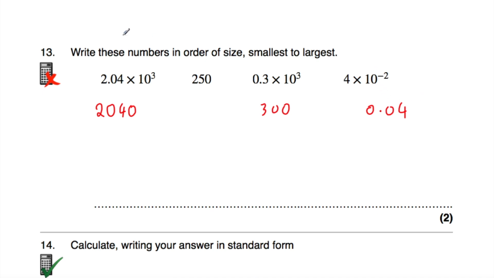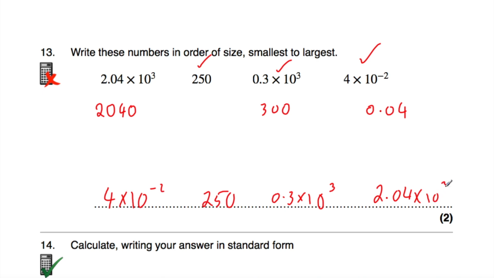And that's it. So we've been asked to write these numbers in order of size from smallest to largest. So this is the smallest number. And I'm going to write down what we were given in the question. So 4 times 10 to the power of negative 2. So we've done that one. Our next smallest would be 250. Our next smallest would be 300, so that'll be 0.3 times 10 cubed. And the biggest number would be 2040, so that's going to be 2.04 times 10 cubed. And that's it. So we've written those numbers in order, going from smallest to largest.